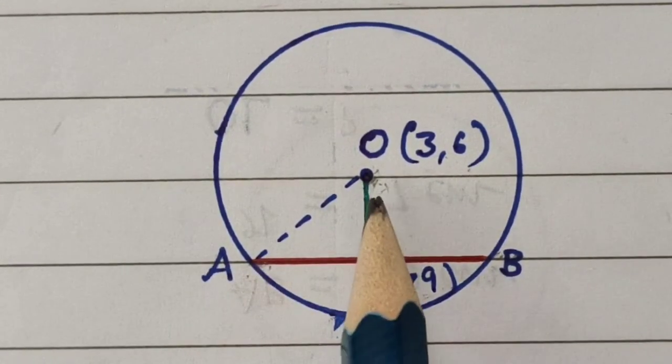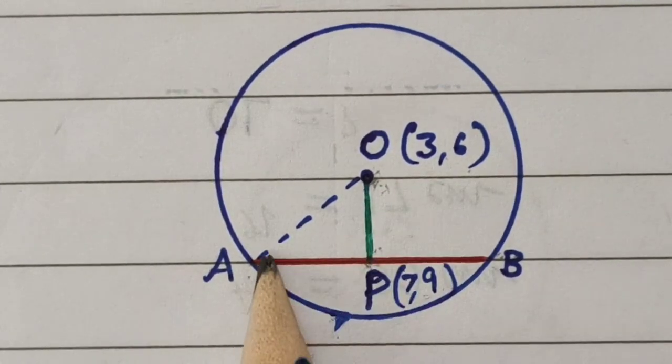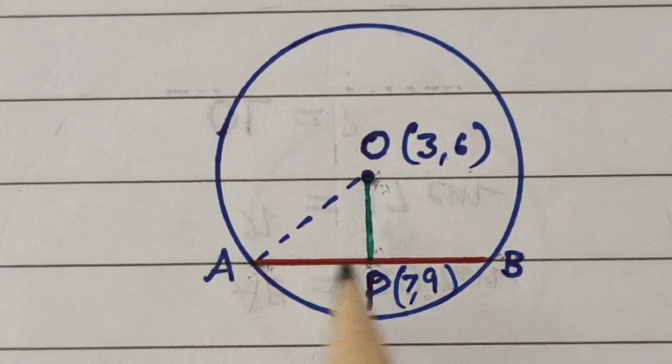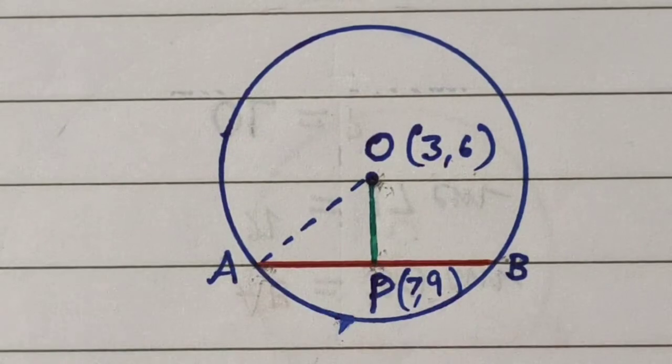We have to use the distance formula to find OP. Because this is a right angle triangle, we have to use the Pythagoras theorem to find AP. Once we find AP, 2 times AP will give AB.